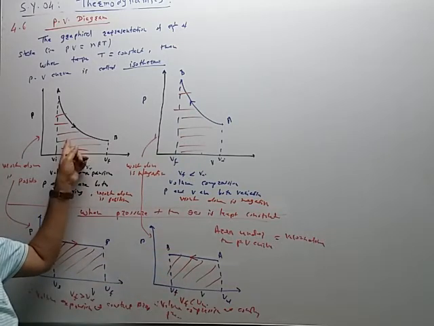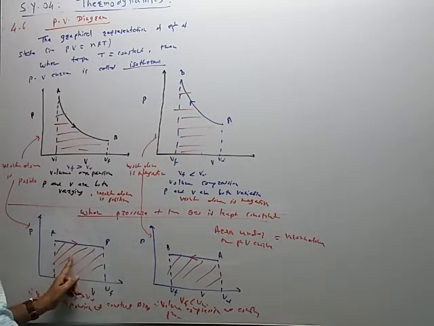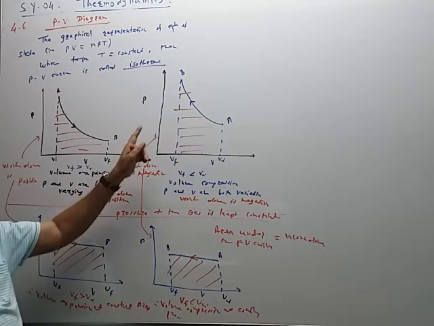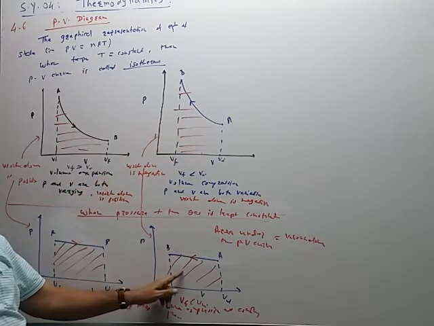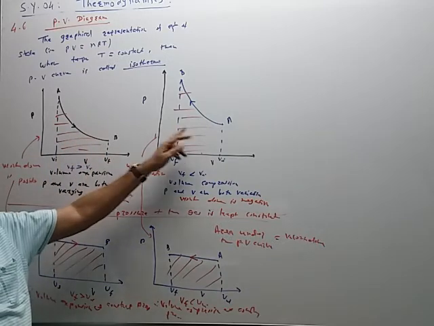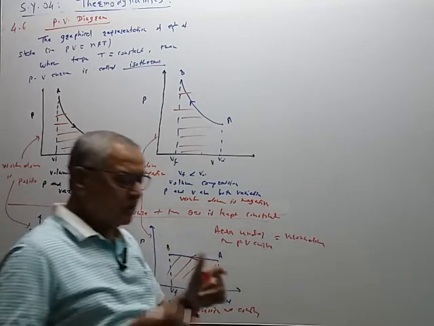Volume expansion, volume compression. Pressure is varying, volume is also varying. Pressure is constant, only change in volume like this. So work done is positive in volume expansion. Work done is negative in volume compression. What is the common factor? Area gives the work done. So this is the important result.